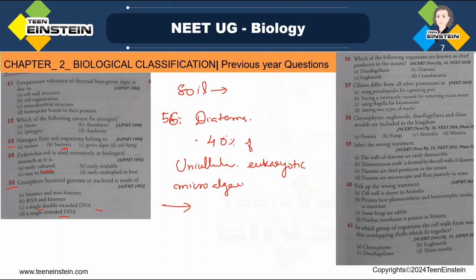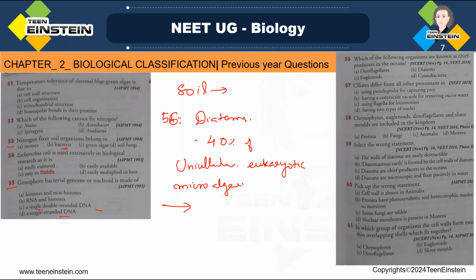So in the 56th question, here you are getting option B. Chief producers are diatoms. So these are the direct kind of questions. It won't take you more than 10 to 20 seconds to select the answer, right? Next question, number 57.